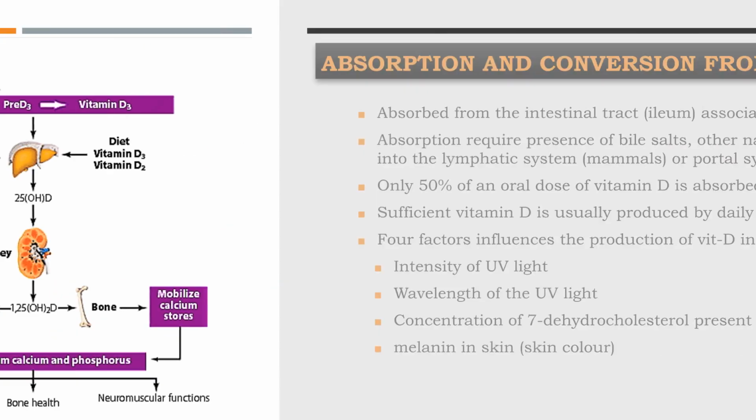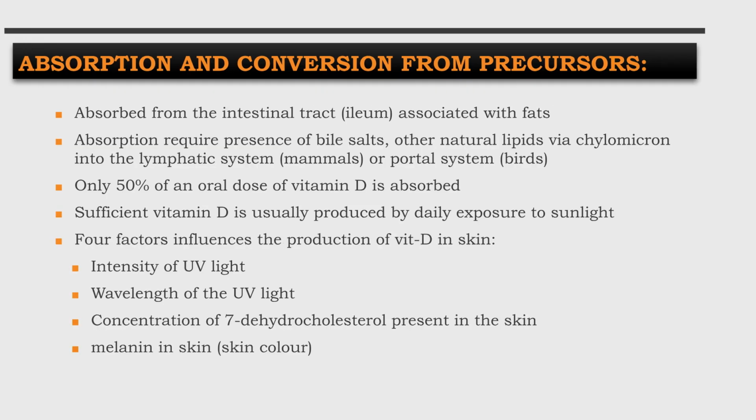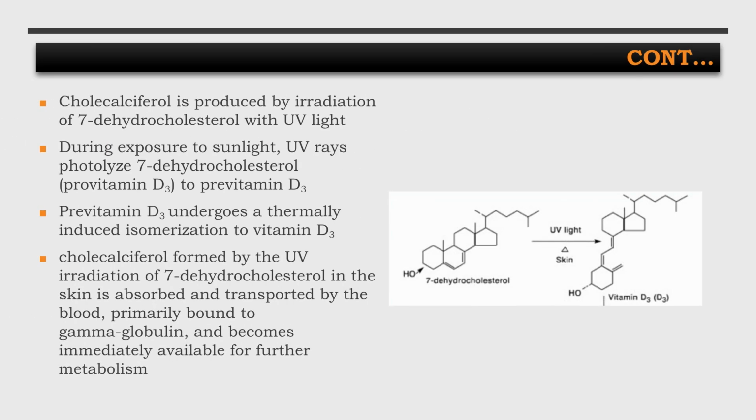for various functions. Vitamin D is absorbed in the small intestine associated with fats, requiring bile salts. Only about 50% of an oral dose is absorbed. Sufficient vitamin D is generally produced via daily sunlight exposure. Cholecalciferol is produced when 7-dehydrocholesterol in the skin is irradiated by UV light. This leads to pre-vitamin D3, which then isomerizes to vitamin D3.